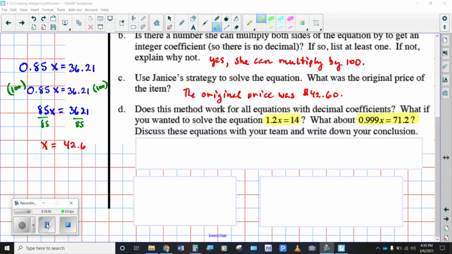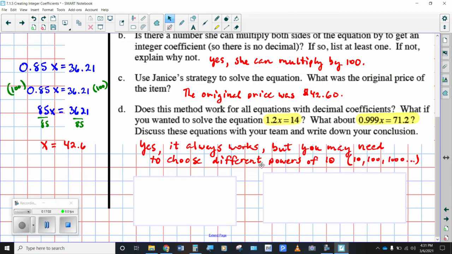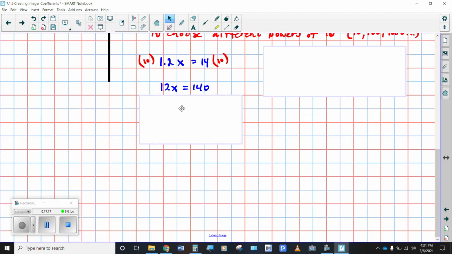All right, so it says, does this method work for all equations? What if you wanted to solve these two problems? The answer is yes, it'll always work, but you may need to choose a different power of 10. Here you multiply times 10, there times 100, there times 1,000. So if you take the first problem, you multiply both sides times 10, you're going to get 12x is equal to 140.